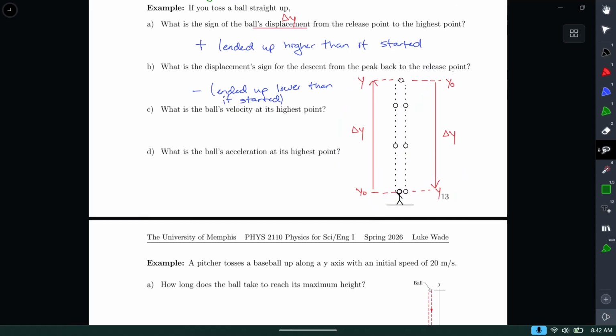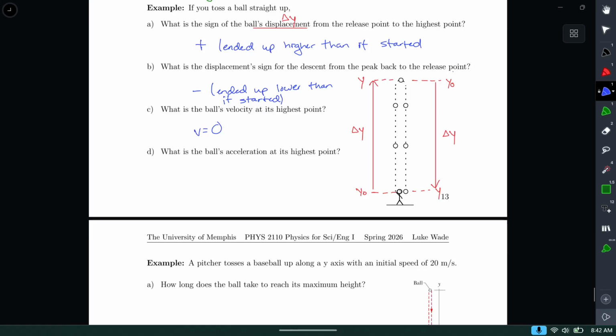Now, for part C, we're asking about velocity. So how fast the ball is moving and which way it's moving. How fast is it moving at that highest point? So up here. Is it also 0? Yeah, and it's because if it's at the highest point, it has to stop because it can't go any higher unless it's moving. The reason it doesn't go any higher is it stopped at that point.